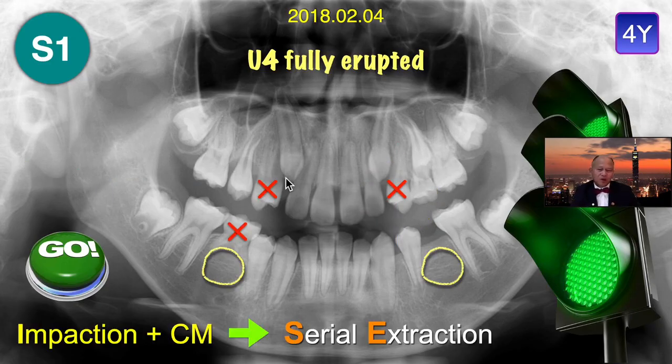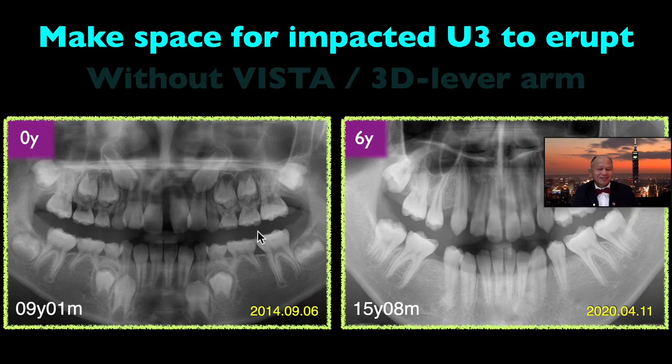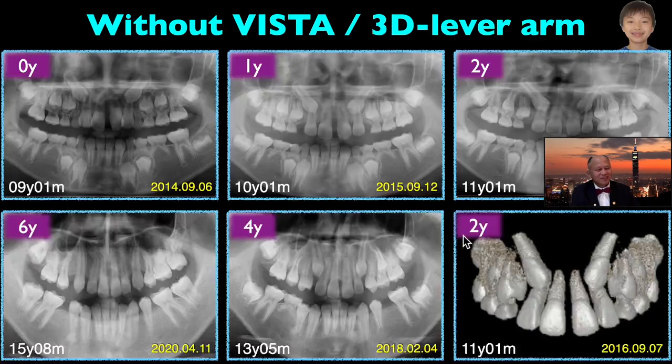So we take out 1, 2, 3, and that's 6 years later. And did you see that? Beautiful canine. Both impacted canines have erupted in a very good position. They are no longer impacted. Wow, that's amazing.